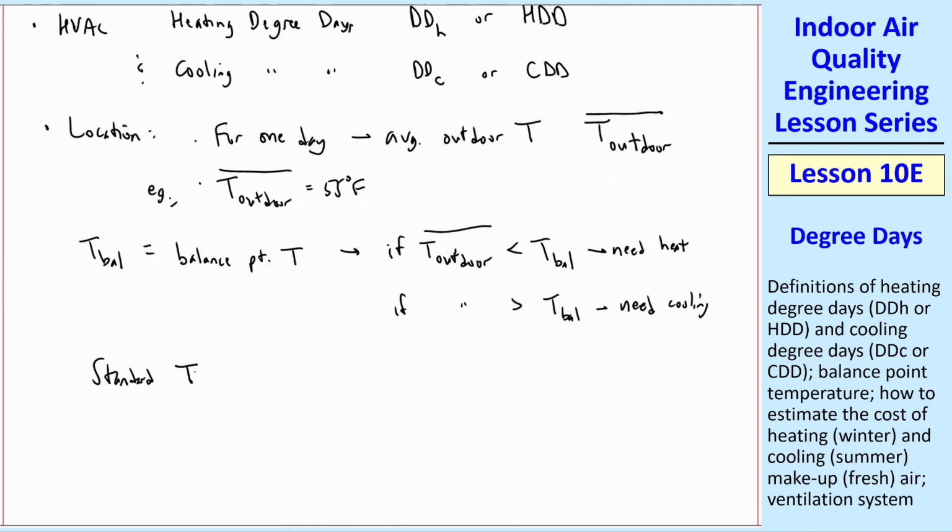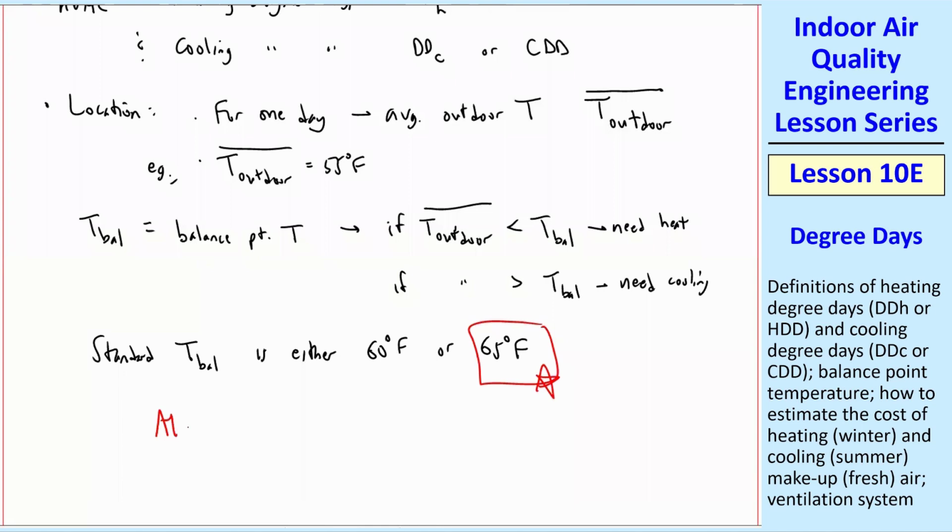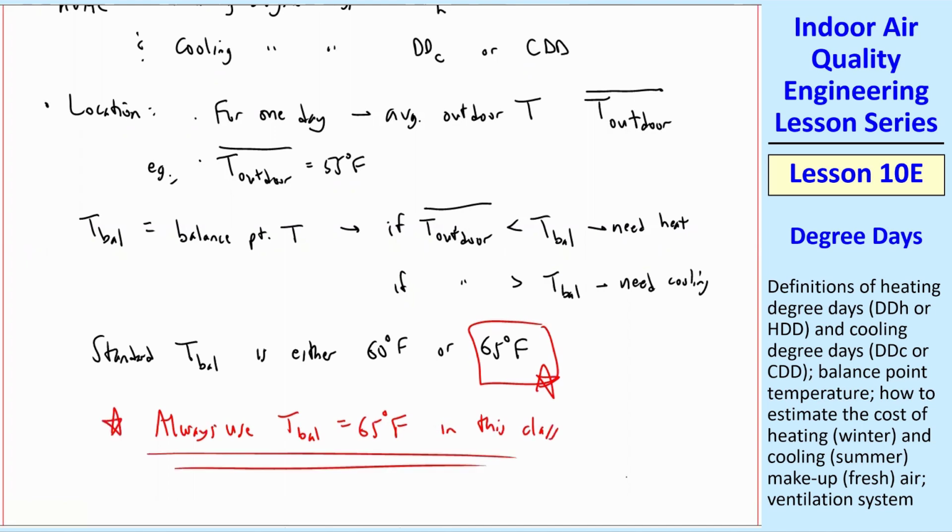The standard T bal, unfortunately, there's two different ones, either 60 degrees F or 65 degrees F. In our textbook, we adopted 65 degrees F. So I'll just make a comment here. Always use T bal equal 65 degrees F in this class for any homework, quizzes, exams.